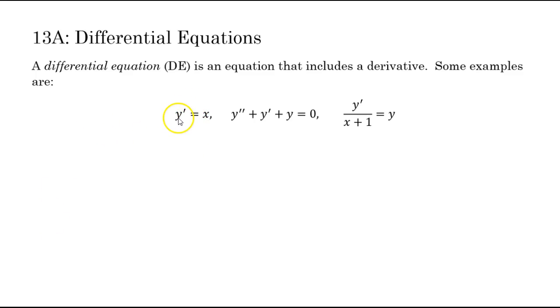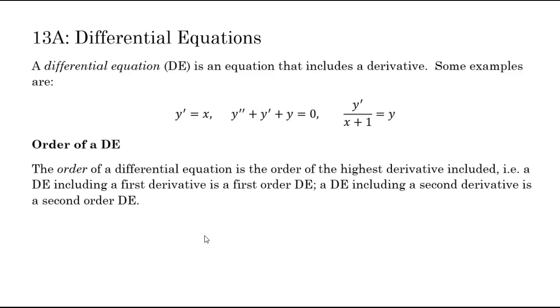So you see this first equation has a first derivative and a simple function of x. This equation has the first and second derivative and a function of y. This has a first derivative and a function of x and y. Now we might also classify these as having an order. So a first order differential equation includes the first derivative. Second order differential equation includes the second derivative. So first order, second order, first order.